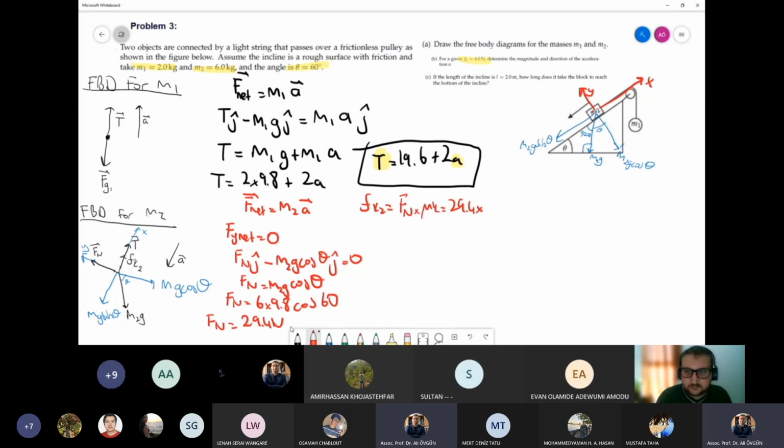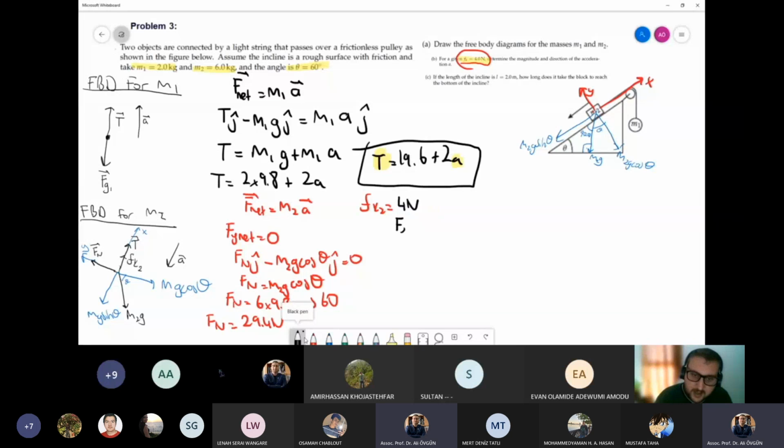But here, I forgot that they give you Fk. So if they give you Fk, you don't need to calculate F normal. Yes, this is a good point because it makes the problem easier. Fk is already given in Newtons. But we found it, it doesn't matter.